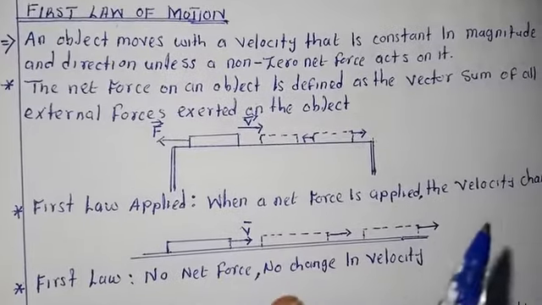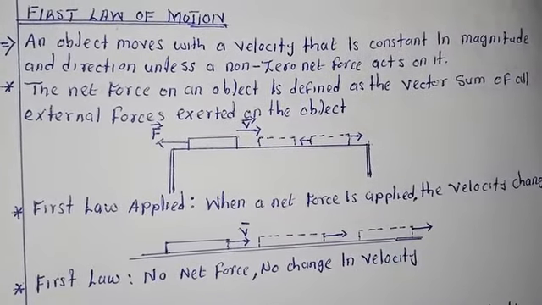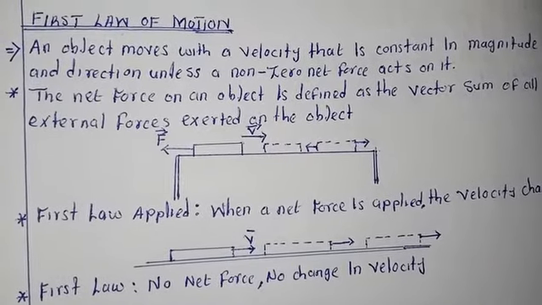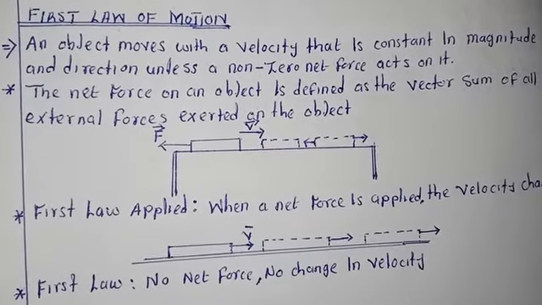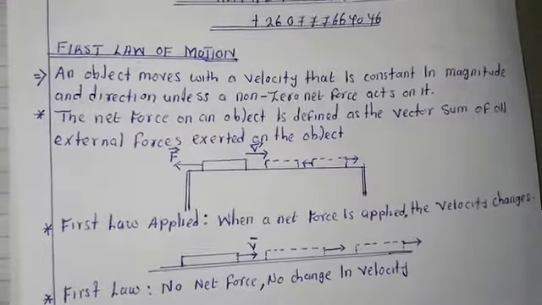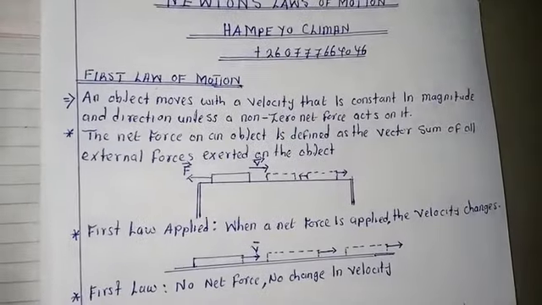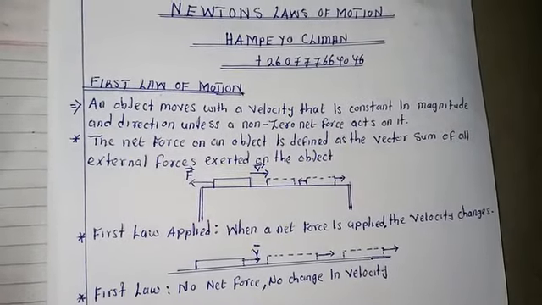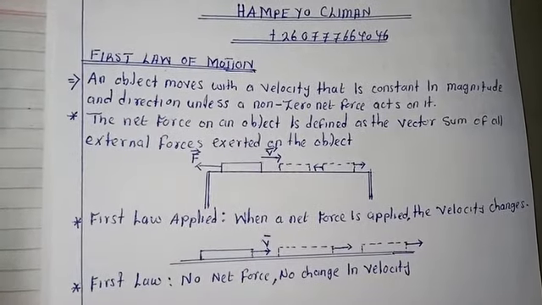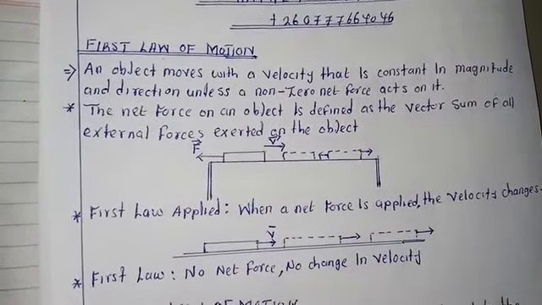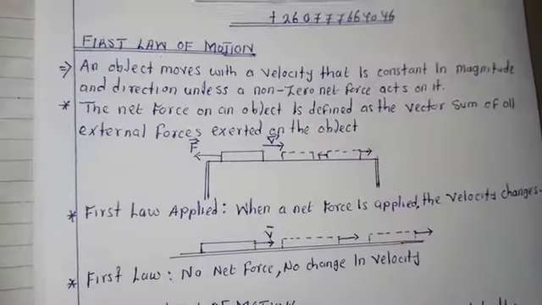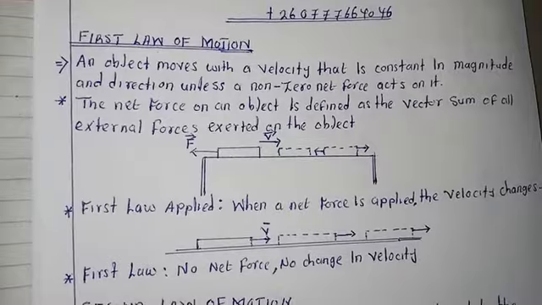So in other words, it talks about an object that is in motion. If there is no external force acting on it, then automatically we expect that object to simply continue in its way of motion. It will continuously move unless there is a force exerted on it. So that is simply the explanation.